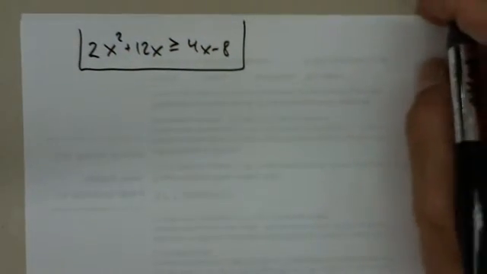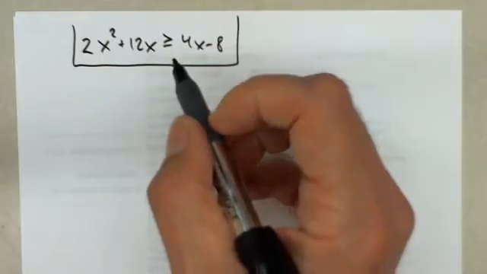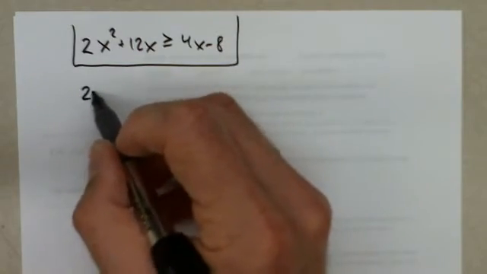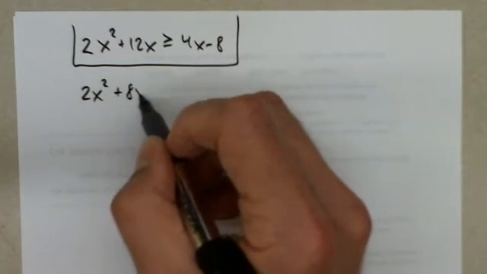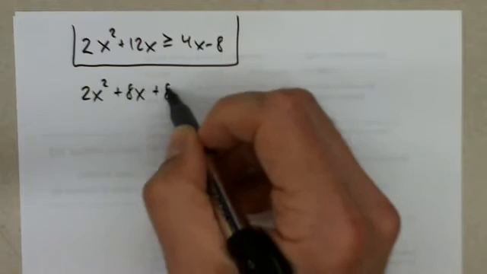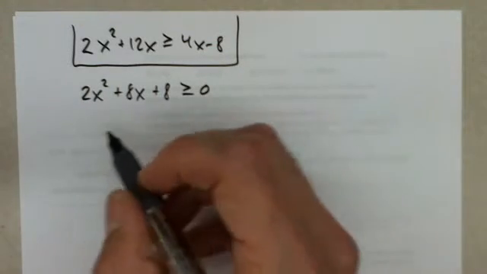All right, so try this one, pause the video. Before you get started, make sure that you subtract 4x and add 8, giving 8x plus 8. All right, so pause and try that one.